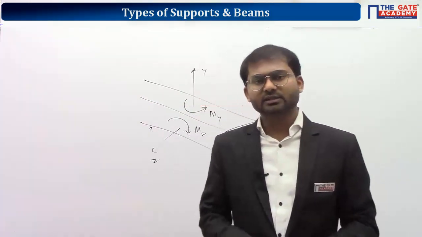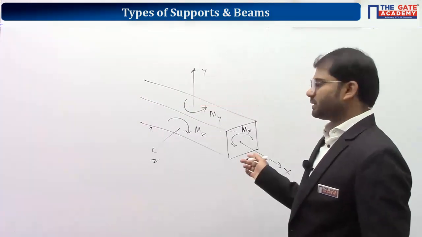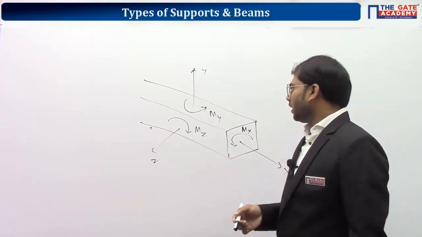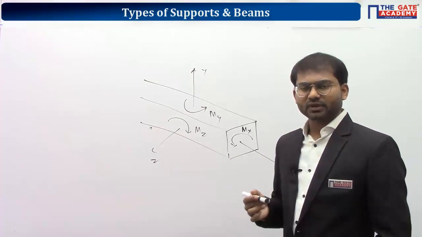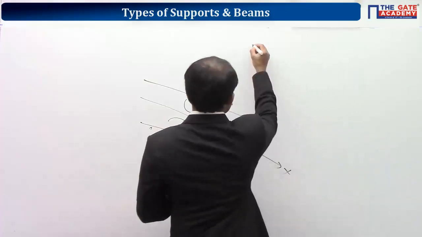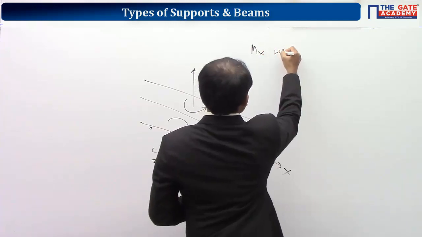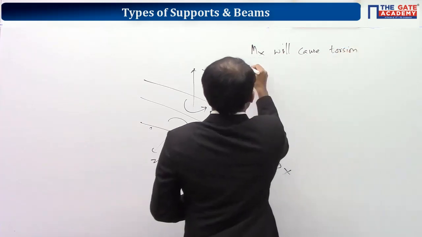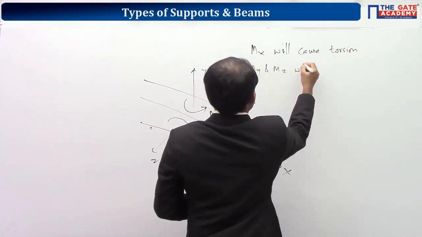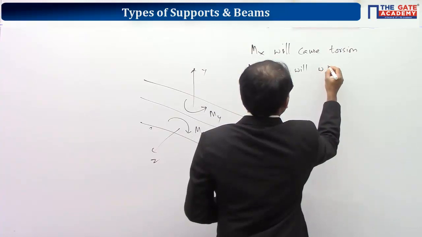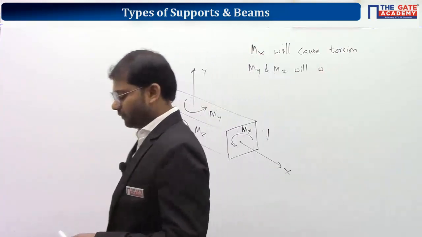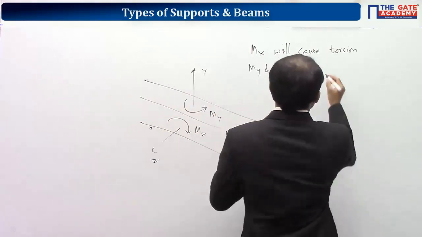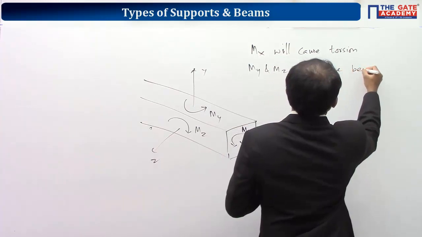Any doubt regarding these three things? Everyone clear? Mx is moment about longitudinal axis, My is moment about transverse axis, and Mz is also moment about transverse axis. So here Mx will cause torsion, My and Mz will cause bending.